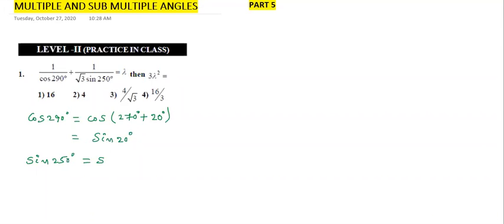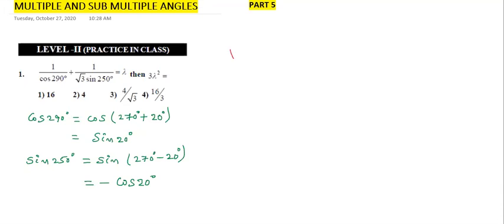250, how to write, students? That is 270 minus 20 degrees. Okay, 270 minus theta, third quadrant, sine is negative. Sine 270, conversion is there or not? We get cos 20 degrees. Now, go to the problem.